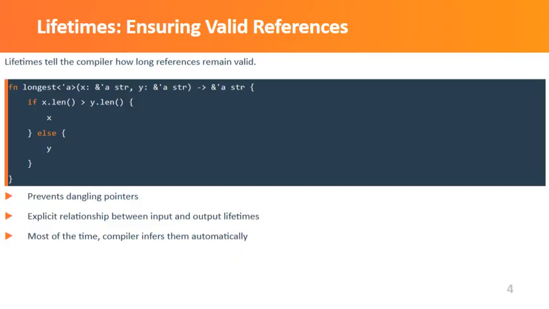Lifetimes tell the compiler how long references remain valid, preventing dangling pointers. The syntax may look unusual at first, but it explicitly shows the relationship between input and output lifetimes. The good news is that most of the time, the compiler infers lifetimes automatically.